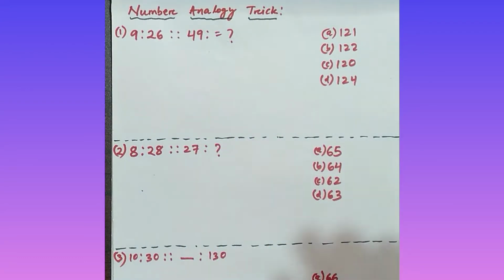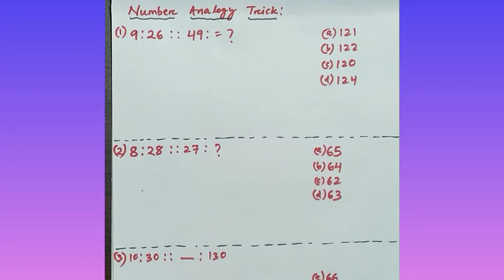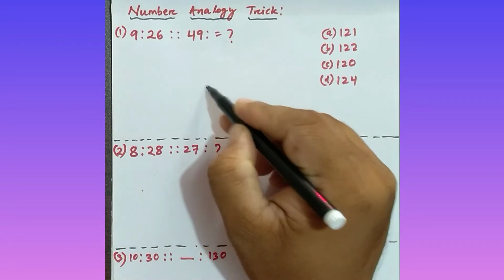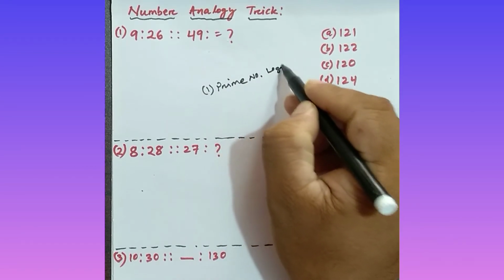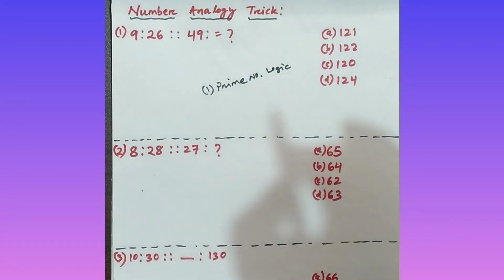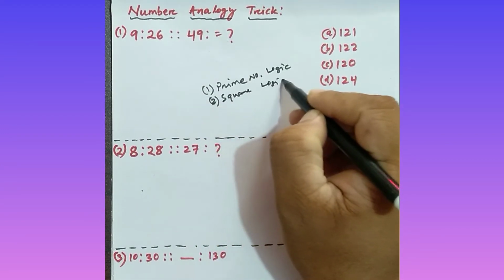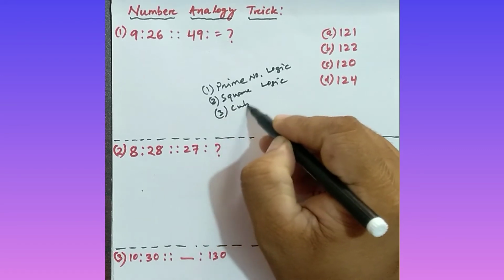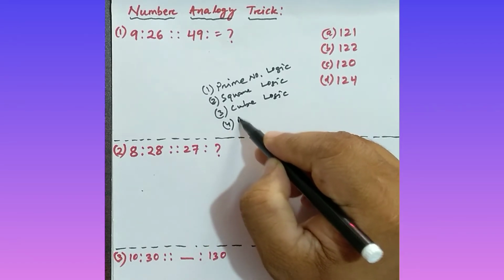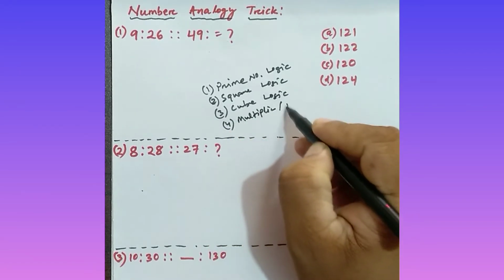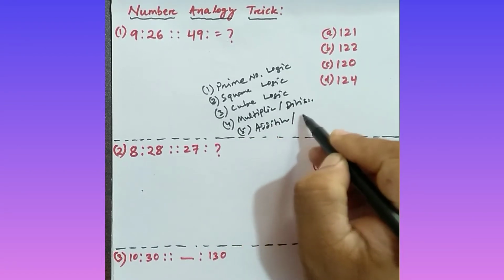Just stick in your mind that you have to follow these rules. That is a formula. What is that? The first priority is the prime number logic. You should apply the prime number logic first, on a priority basis. The second one is square logic. After that is cube logic. Number 4 is multiplication and division logic. And number 5 is addition and subtraction logic.